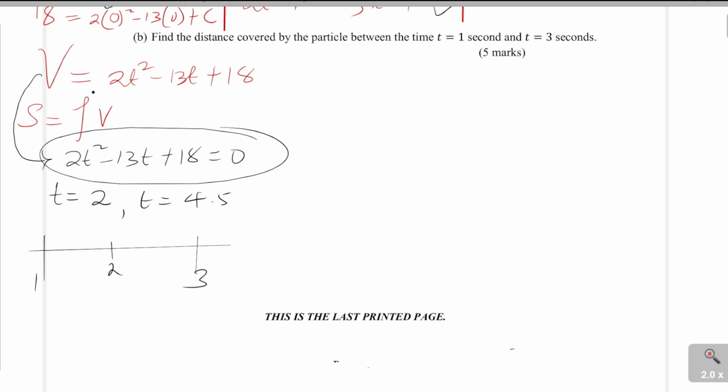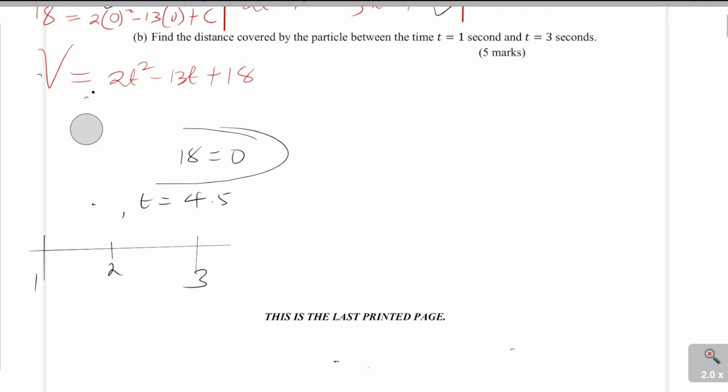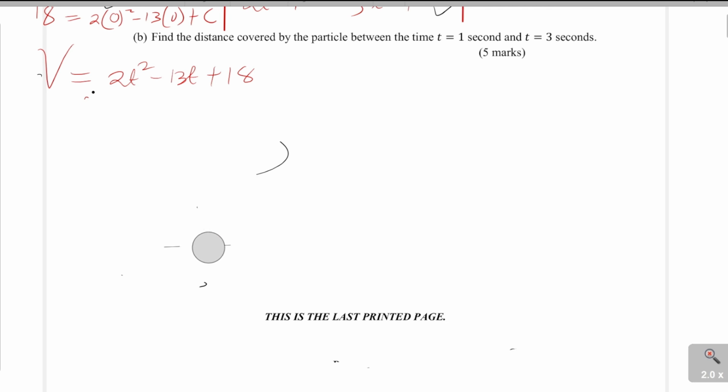You have 2 and also you have 4.5. So the best way to integrate these is to integrate from 1 to 2, then from 2 to 3. That is what you're going to do. I found that one very important to explain, because once you do it directly, in some instances you go wrong.